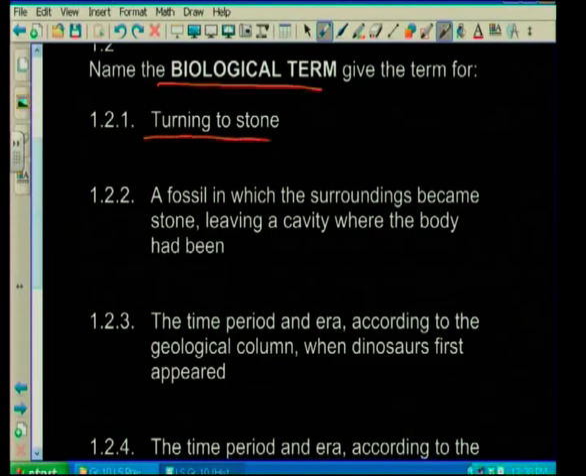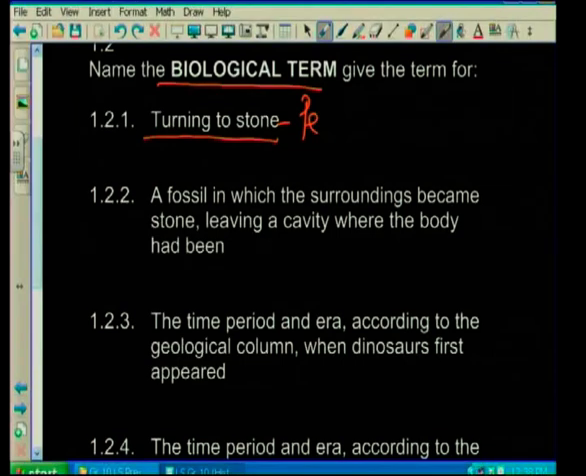What do we call turning into stone? Remember, when a shell or a bone becomes hardened from the calcium carbonate and the mud in the rock, it petrifies. So the word is petrification. That one is called petrification.